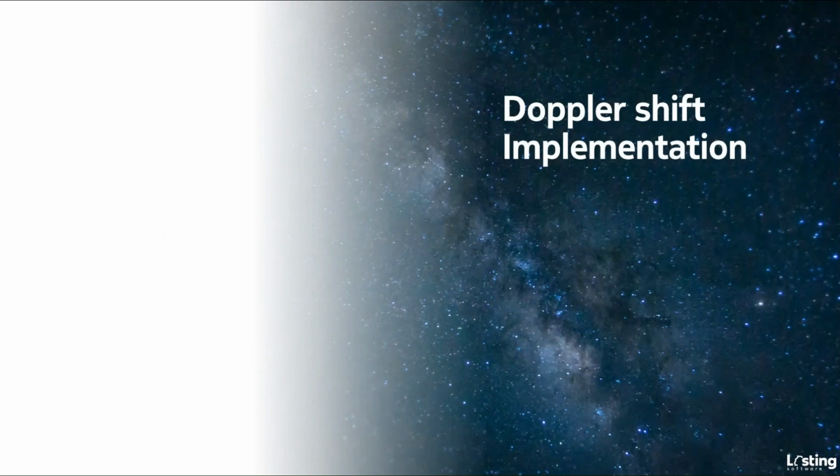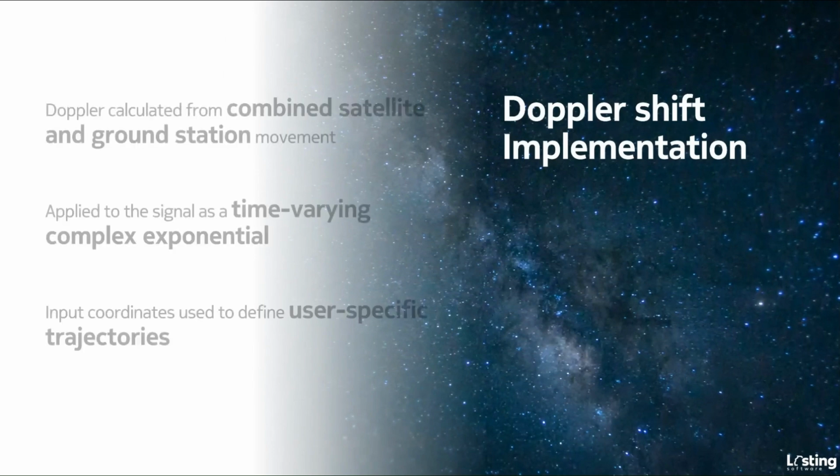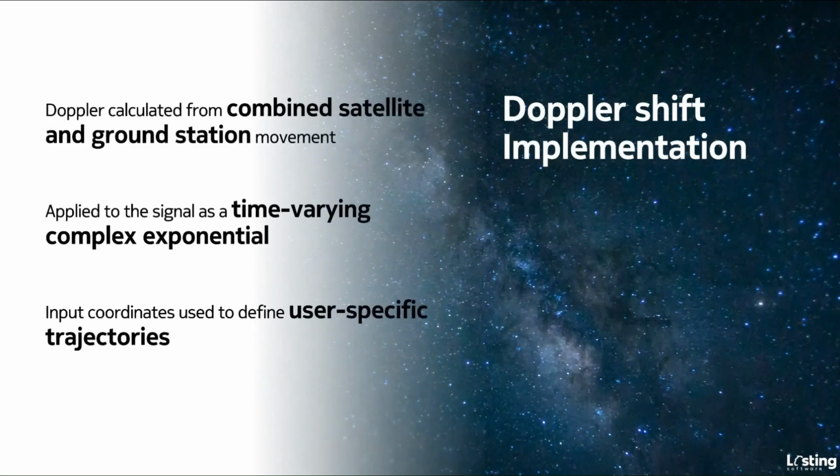As the satellite moves relatively to the ground station, a Doppler shift is introduced. CELEOS calculates this in real time using TLE satellite trajectory and user-defined ground station movement. The result is applied to the signal using a complex exponential, effectively simulating the frequency shift experienced in orbit.